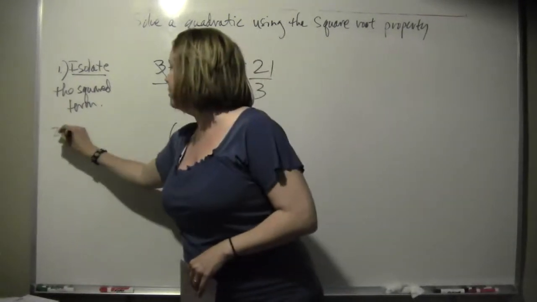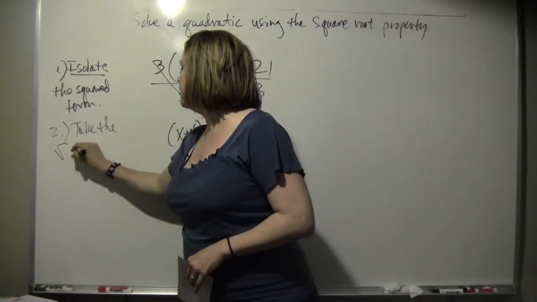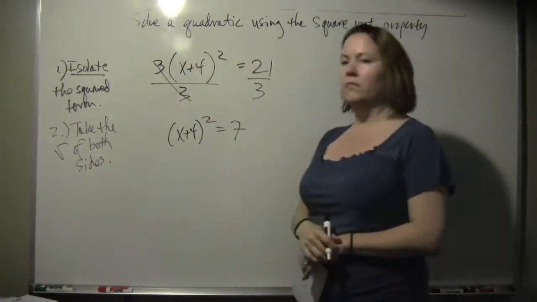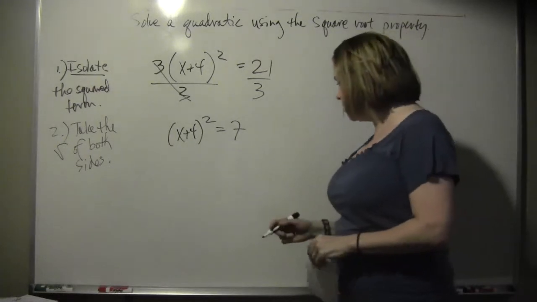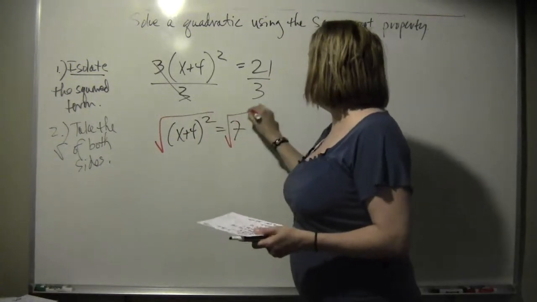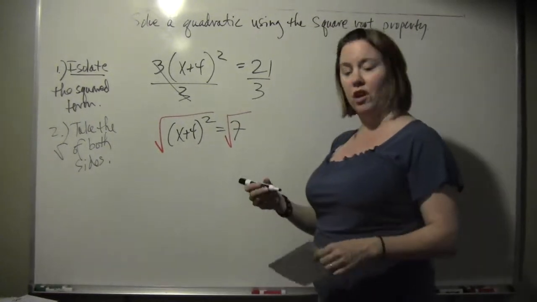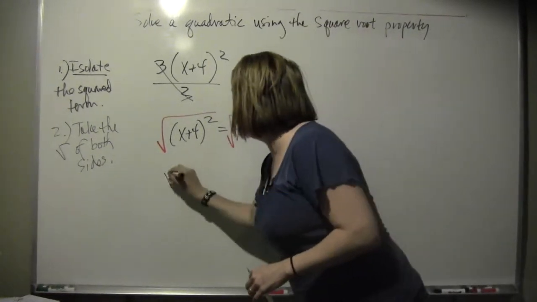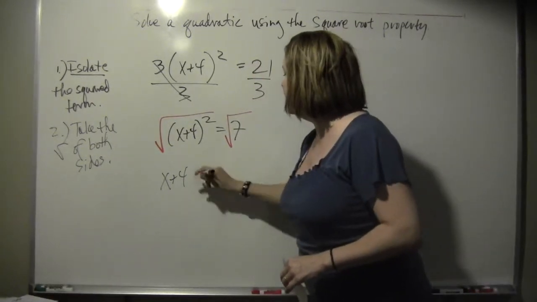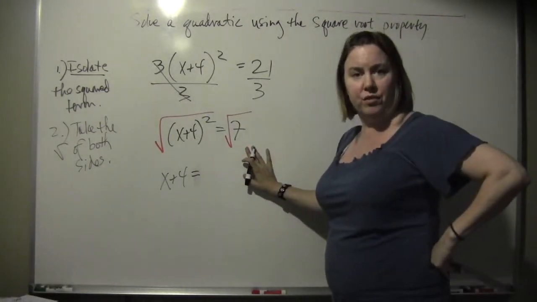Now what we want to do, number 2, take the square root of both sides. Okay, take the square root of both sides. So we're going to take the square root of the left side and the right side. So on this side, the x plus 4 drops out, right? Based on what we went over earlier. And this side, square root of 7 is irrational. So we're going to keep that in the square root, okay?